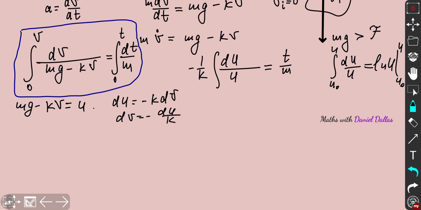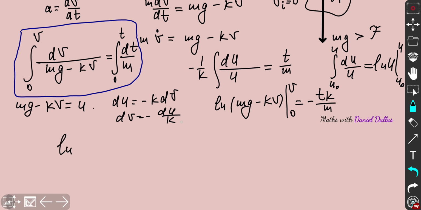And now if we come back to our variable of integration, we need to set up ln of mg minus kv now, and we set up the boundaries of integration v and 0. Now it works properly. Okay, on the right side, we'll set up t times k over m. Perfect. So what we're going to do right now is set up the boundaries and say that we have ln of mg minus kv.